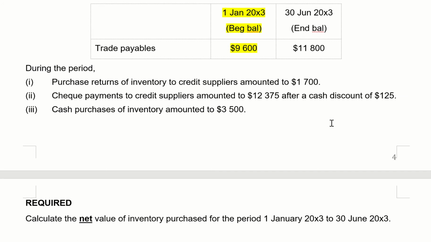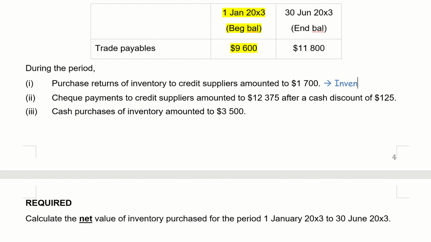The next piece of information that you know is that there was a purchase return of inventory to credit suppliers amounting to about $1,700. What do I mean by purchase return of inventory? It means that after I took the inventory, maybe I discovered some inventory is spoiled, so I returned it to my credit suppliers. First, inventory actually reduces; there is less inventory because I returned it to my supplier.